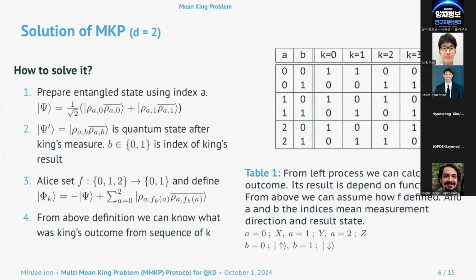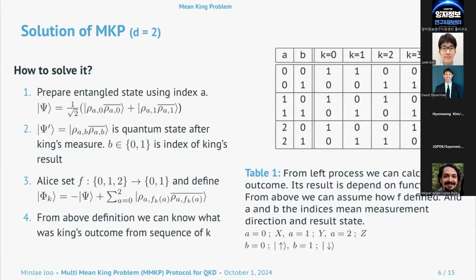Second, after the King's measurement, the quantum state changes. This new state reflects the result of the King's measurement, and the result is represented by B, which can be either 0 or 1. Third, Alice defines a function f that maps values to either 0 or 1. Using this function, she defines a new quantum state based on different possible cases represented by k. From this, we can figure out the King's result by analyzing the sequence of k values.